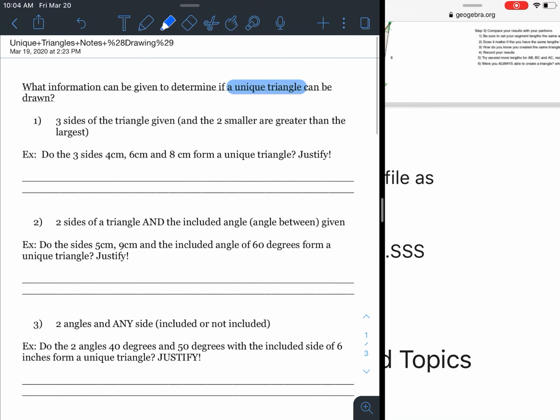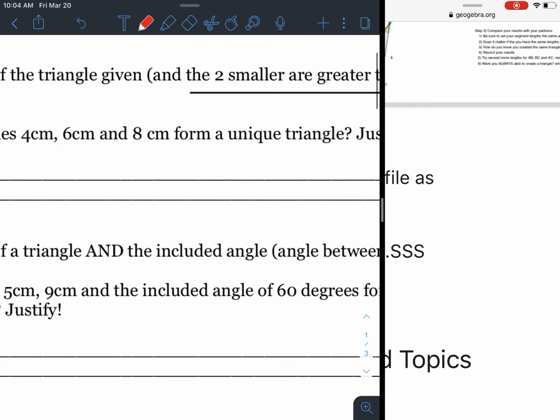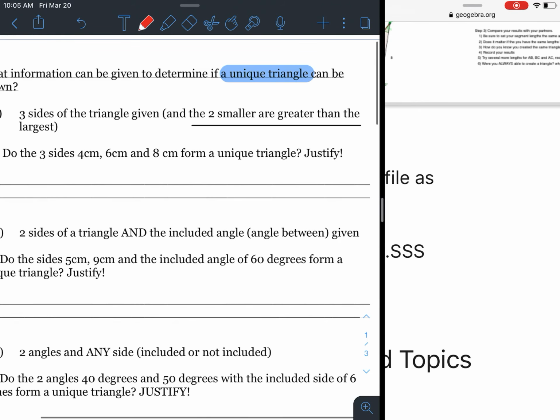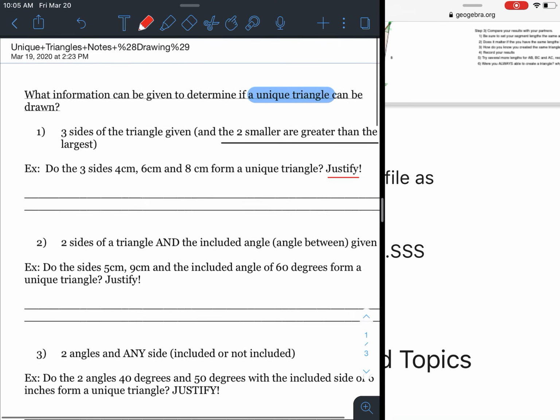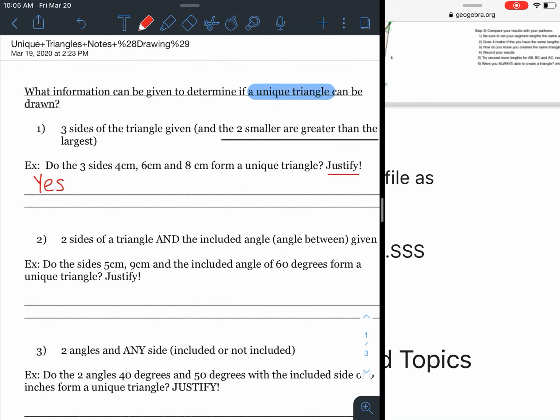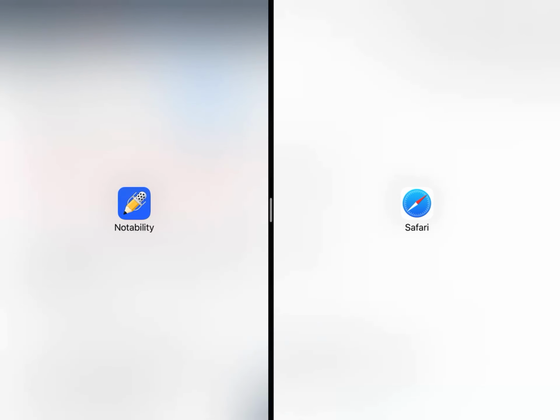The first one: 3 sides of a triangle are given. The 2 smaller sides have to be bigger than the longest side, so when you add the 2 smaller sides together, they have to be bigger. Do the 3 sides 4 centimeters, 6 centimeters, and 8 centimeters form a unique triangle? Justify. You would say yes, because side, side, side, and 4 plus 6, the 2 smaller sides, are bigger than 8. That's all you need to write.